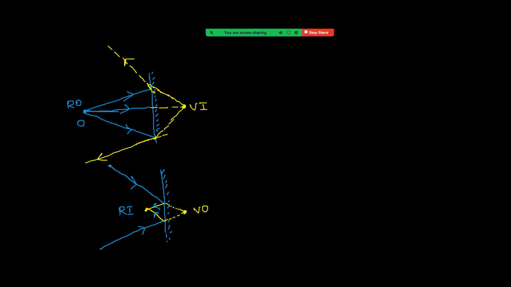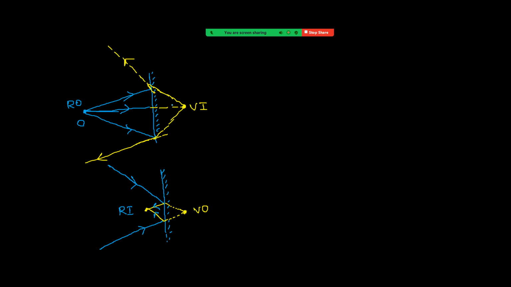Next image, after reflection, if rays are really converging, then image is real. After reflection, if rays are diverging, then image is virtual. And the point of divergence, that is known as virtual image, that location. Okay.